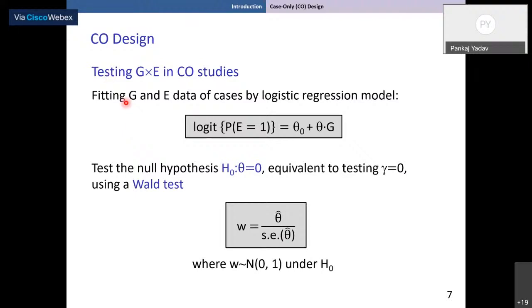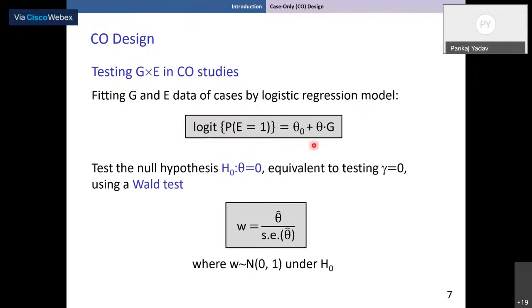So here we have this reduced model, we can say. We fit the G and E data of the cases. So we don't need controls. I'm emphasizing it again, that we need only the data on cases. And then we fit this reduced logistic regression model that is shown here.